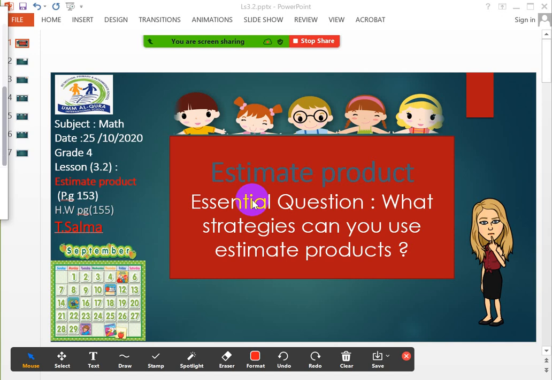Today, we will talk about estimate. So, how will I estimate the answer or the product? Today, we will find the multiplication by using estimate. So please bring your books and open them on page 153. Today we will estimate the product.